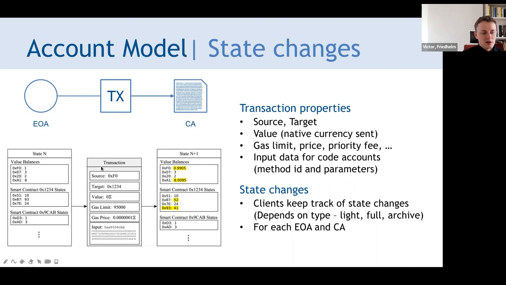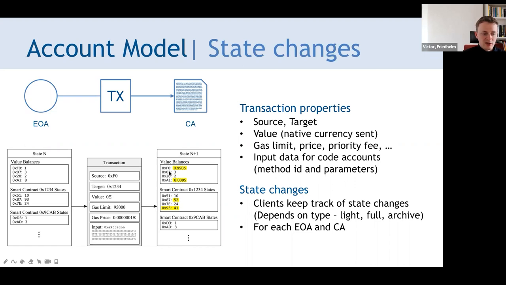And so prior to the execution of that transaction, the ledger has some global state. So every account, for example, has a certain balance, how much ether it has. And then each smart contract account also has lots of state variables that it can keep track of. And if this transaction is then executed, so to some smart contract, then these values, so what each account owns in terms of ether, may change.